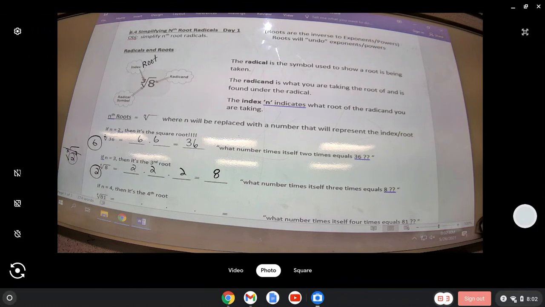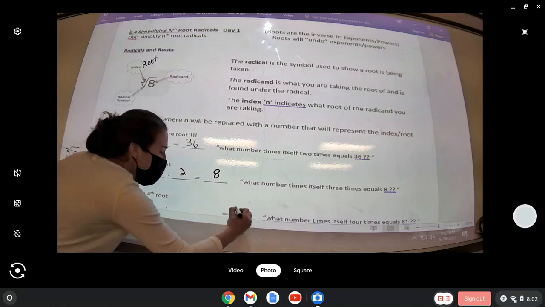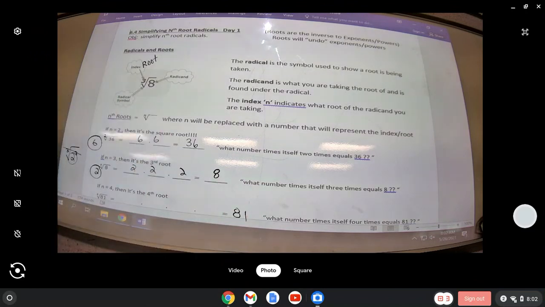You're unthird powering something. And then the last one, if n is 4, then it's going to be the fourth root of a number. So if I took the fourth root of 81, you're trying to unfourth power the 81. So you're trying to find out what times itself 4 times equals 81. Does anybody know what number times itself 4 times equals 81?